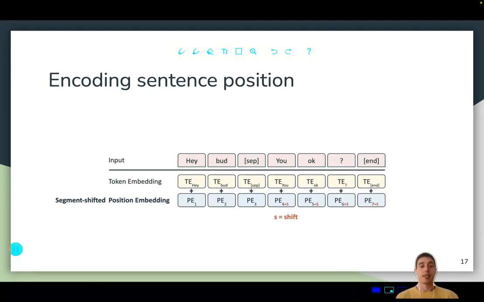Segment-shifted position embeddings add a constant shift to the position of every token that belongs to subsequent sentences following the first one. So in this case, after we have encountered the separation token, we add a constant shift S to every position. If, for example, S is equal to 10, positions become 1, 2, 3 for the tokens of the first sentence, and then 14, 15, 16, 17 for the tokens of the second sentence. In this way, we made positions of tokens belonging to different sentences more distant from one another, and hopefully we're making the model more aware of the distance of the 2 sentences that belong to the processed sequence.